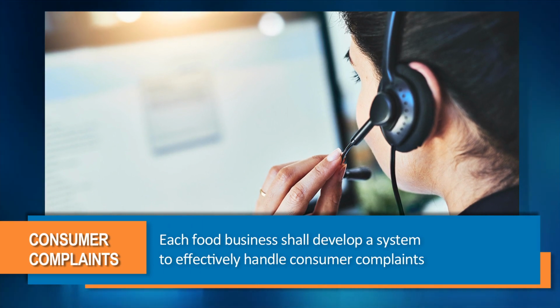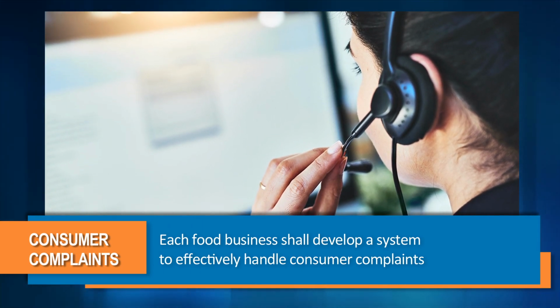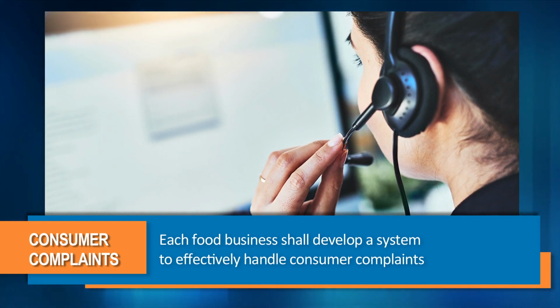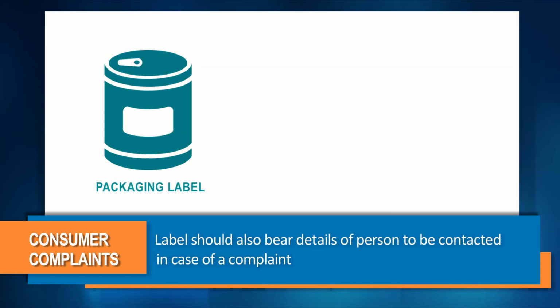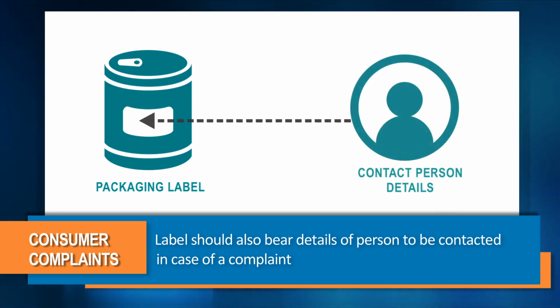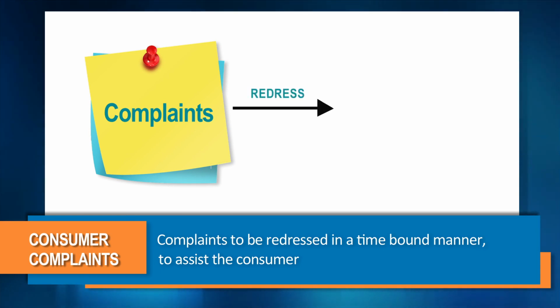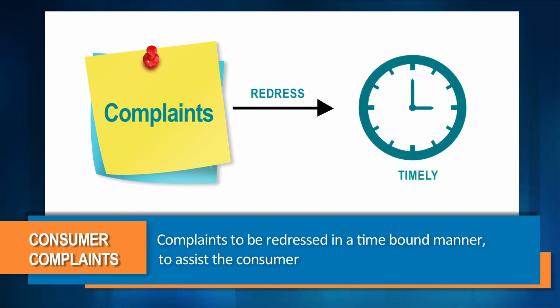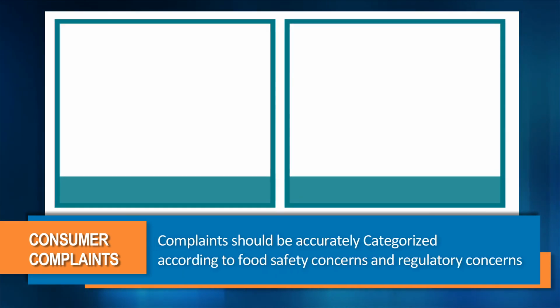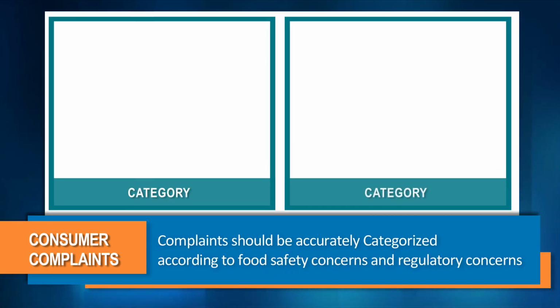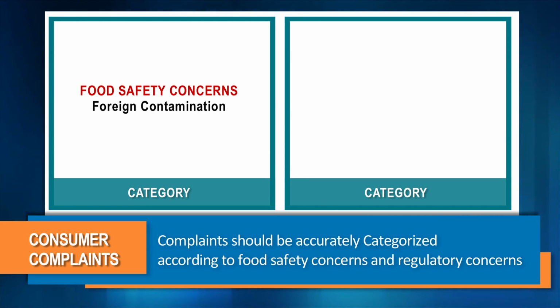Each food business shall develop a system to effectively handle the consumer complaints. The packaging label of food products should also bear details of person to be contacted in case of a complaint. Such complaints should be effectively redressed in a time-bound manner to assist the consumer. Complaints should be accurately categorized according to food safety concerns such as presence of foreign contamination and according to other regulatory concerns such as labeling.